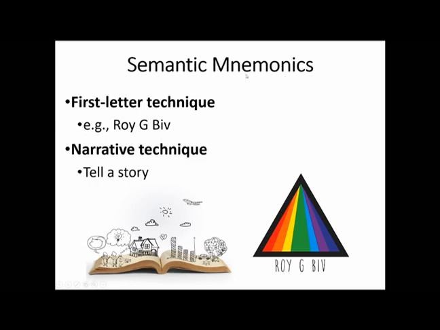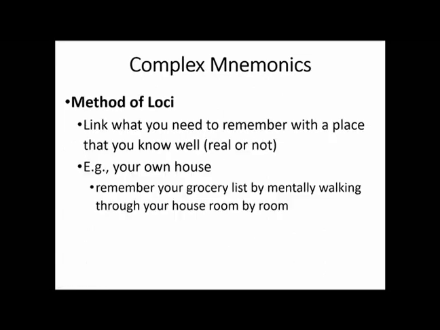Another semantic mnemonic, where we're getting into the semantics or meanings of things, you could have a narrative technique. So tell a story that's involving all of the items that you need to remember. And that can help you remember those things because you're adding extra information to help you with the processing. And our last type of mnemonic are the complex mnemonics. And this one is kind of interesting. It's called the method of loci.